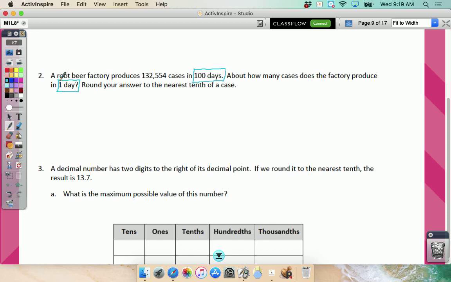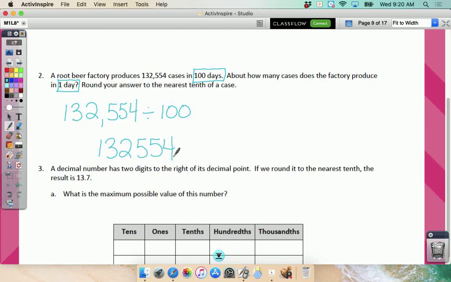Multiply or divide? Divide. If I go from 100 down to 1, that's getting smaller, right? So we're going to divide by 100. That seems to me like it's going to be a zero trick or a decimal trick. So the number I'm dividing, 132,554, what trick am I going to use? The decimal trick. So I'm just going to rewrite it down here without my comma.